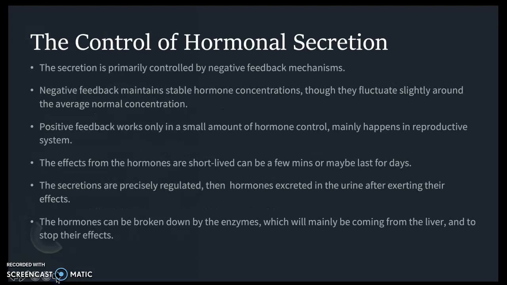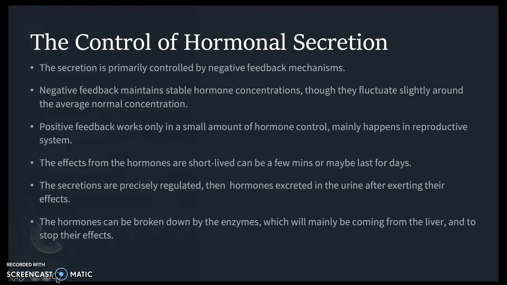The control of hormonal secretion, like I mentioned, is controlled primarily by negative feedback mechanisms. Like mentioned, negative feedback maintains stable hormone concentrations, though they may fluctuate slightly around the average normal concentration. Positive feedback only happens in a small amount of hormonal control, which will happen during the reproductive system.